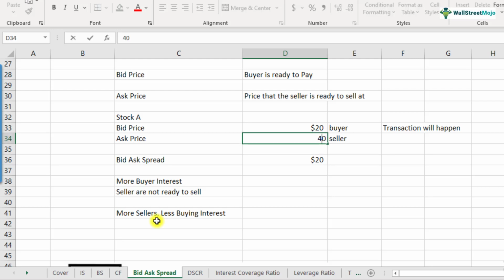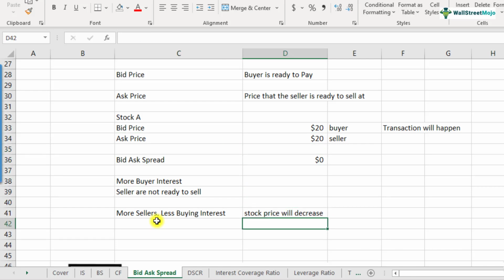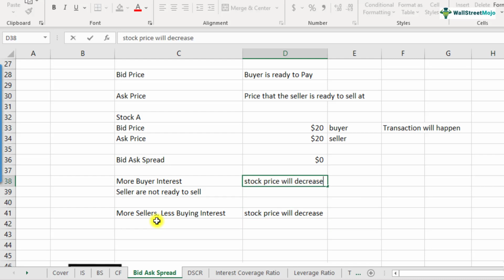So they will keep on lowering their prices. When they keep on doing that, they might reach a point where they will touch the bid price, and that's where the transaction might happen. So in this case, the stock price will decrease, and in the first case the stock price will increase.